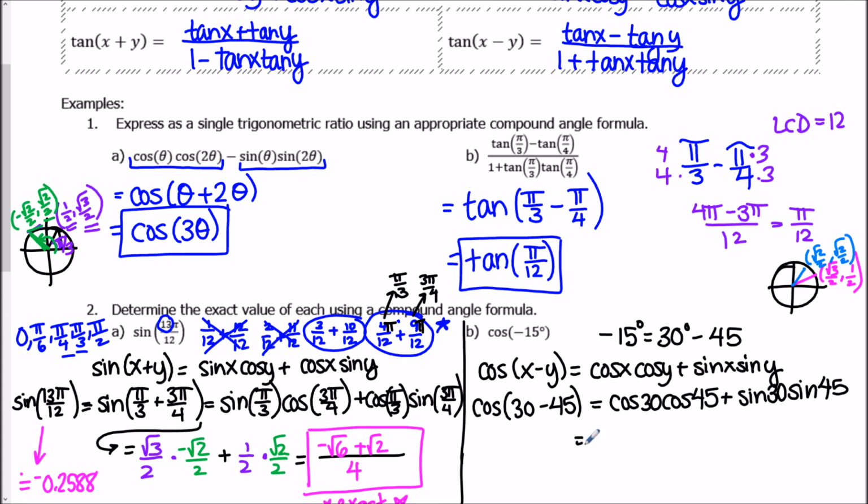So here I'm going to say cosine of 30 is always going to be the x value right here, so it's going to be root 3 over 2. Okay, and then cosine of 45 is the x value right here. So this x value right here is root 2 over 2.